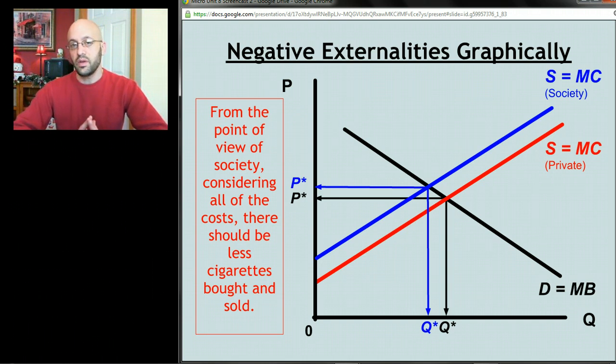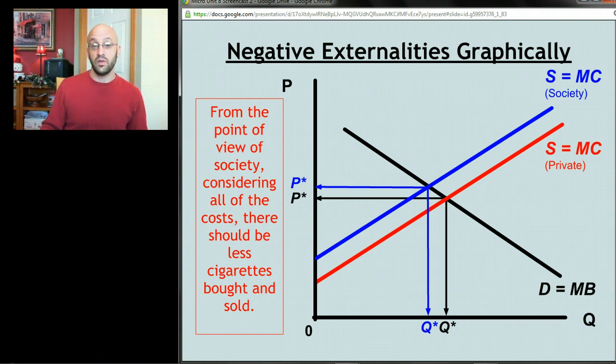Again, the moral of the story is that when there's a negative externality involved, we tend to do those things too much from the point of view of society, and we should do them less, which just makes sense. When you're hurting other people, we're probably doing those things too much.